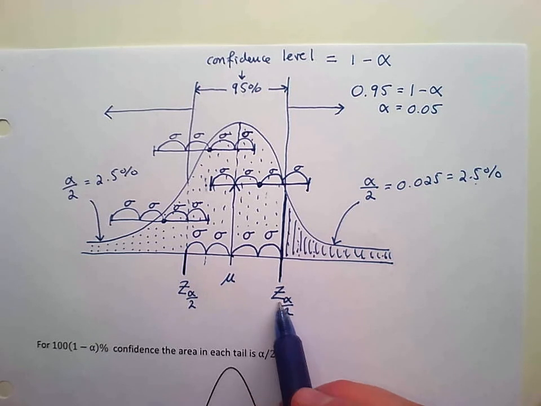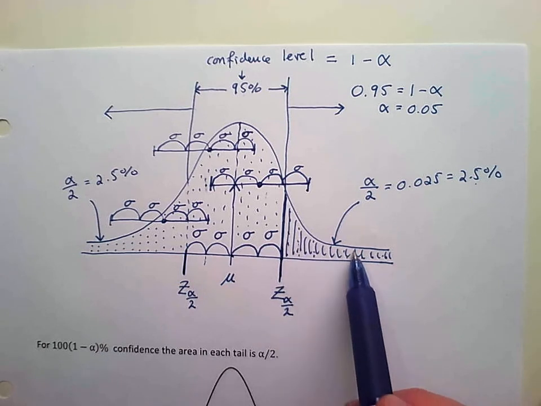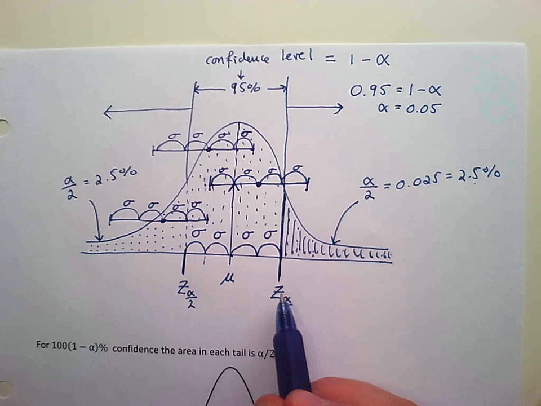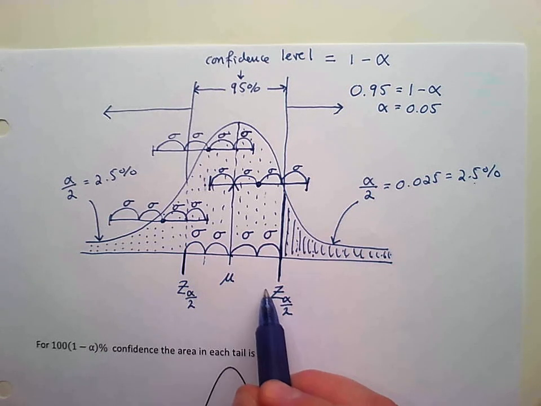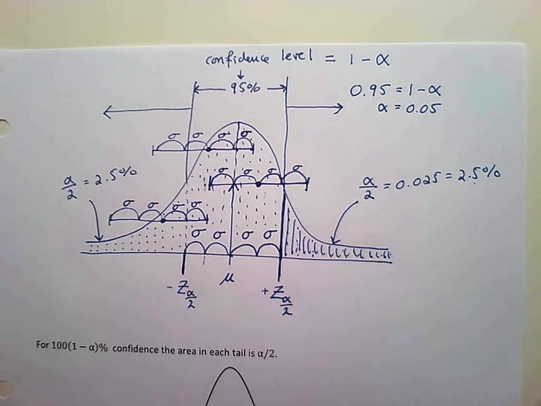Because we're going to figure out a z value that corresponds to us having alpha divided by 2 in one of these tails. Now, clearly, since this z value is above the mean, this is going to be a positive z value. And since this z value is below the mean, this is going to be a negative z value.